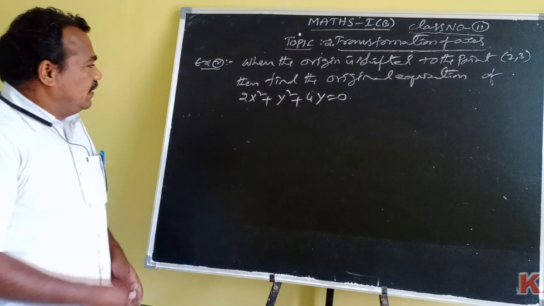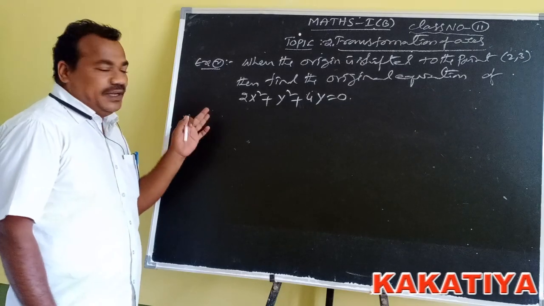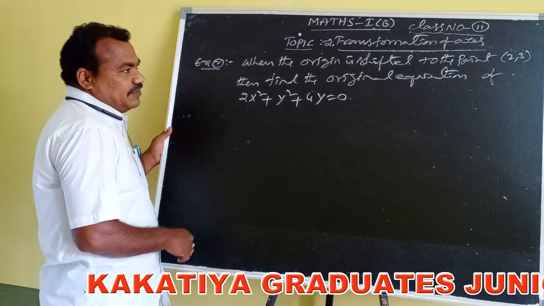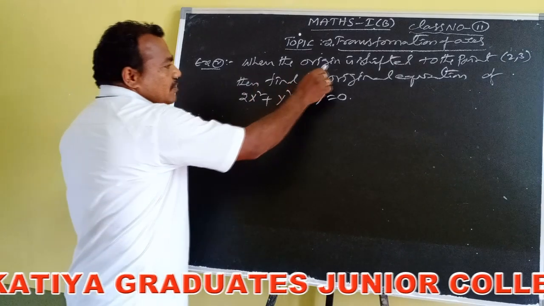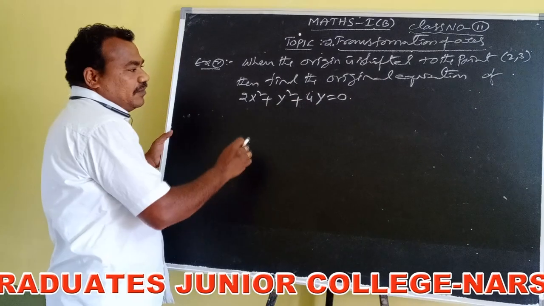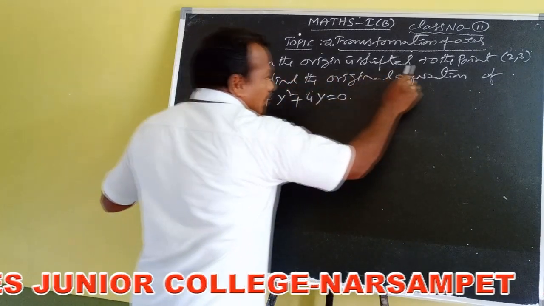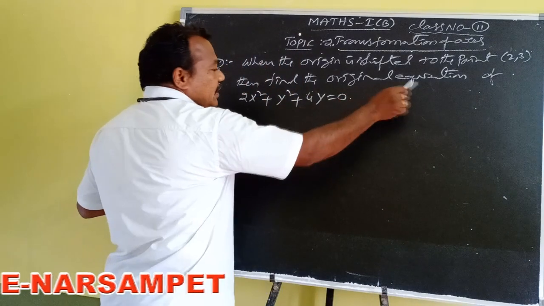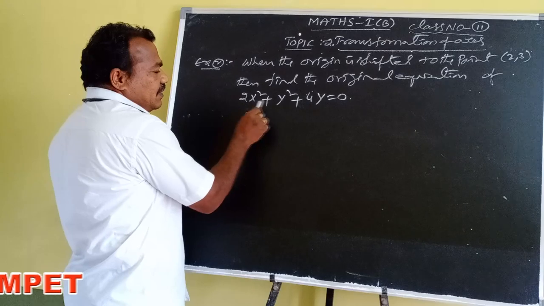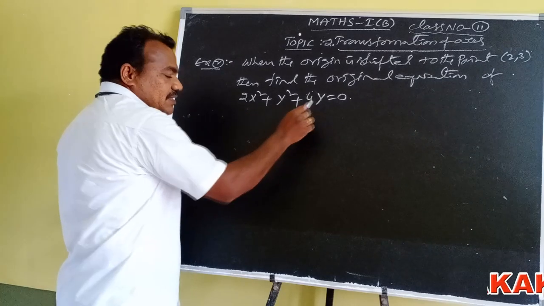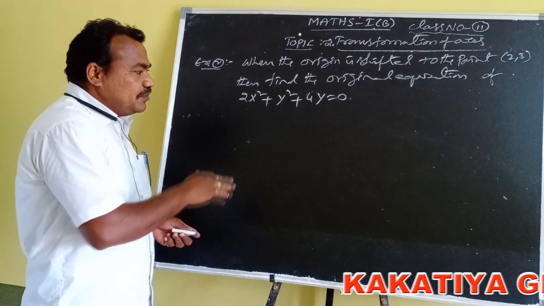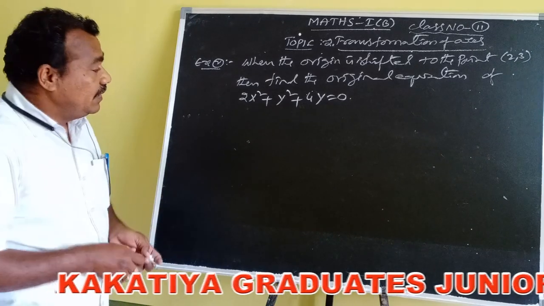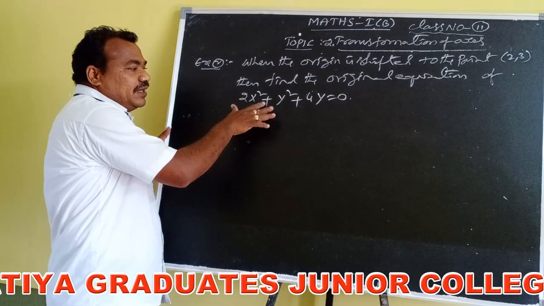Okay students, this is the second example to find the transformed or original equations. In this transformation of axes, the origin is shifted to the point (2, 3). Find the original equation of 2X² + Y² + 4Y = 0. In the previous problem, you had to find the transformed equation of the given equation. Here, we find the original equation of the given equation.